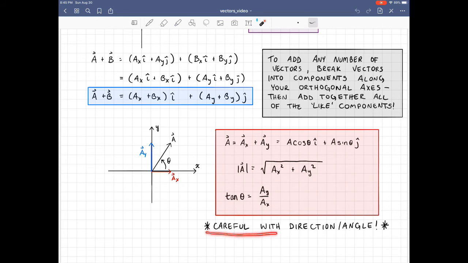And the one thing we want to be careful of is that this angle theta here, depending on where vector A is pointing, you may need to take into account the quadrant, because if you're just using the magnitude of AY and AX here, you're always going to get an angle between 0 and 90 degrees. So if your vector is pointing in this direction, you'll have to pay attention to that, or down here.